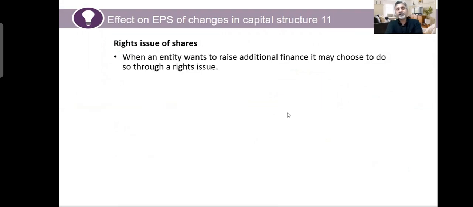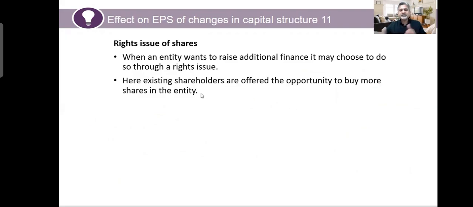So it says that when an entity wants to raise additional finance, it may choose to do so through a rights issue. Rights issue means you are issuing the shares at not full market value, but slightly lower. Here, existing shareholders are offered the opportunity to buy more shares in the entity. So it is not given to outsiders. Outsiders, we always give full value. Existing shareholders, we may say, okay, we are giving a discount.